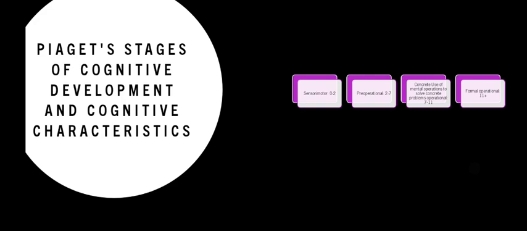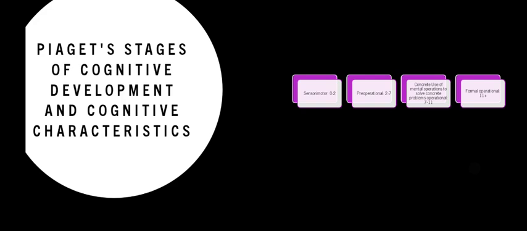The third stage is concrete operational, 7 to 11 years. Use of mental operations to solve concrete problems: conservation, transformation, reversibility, classification, seriation, transitivity. These occur in this stage.